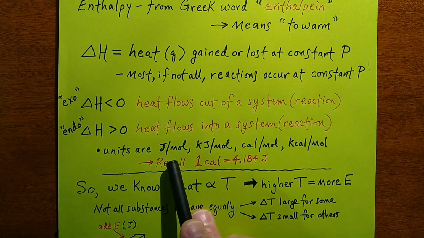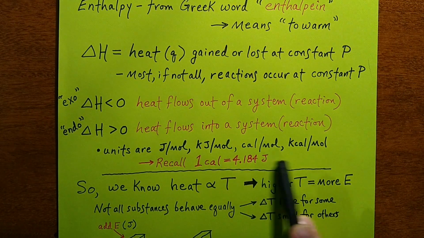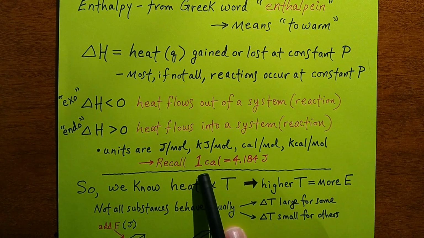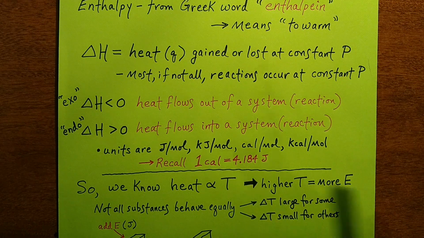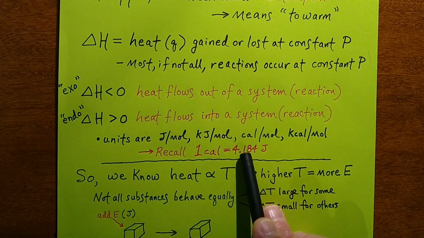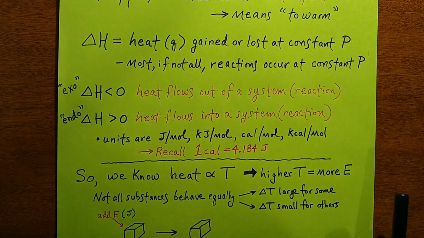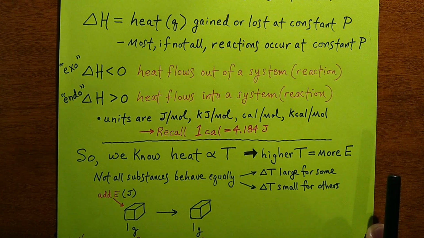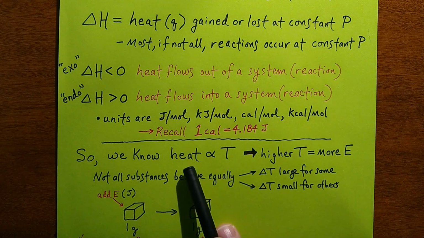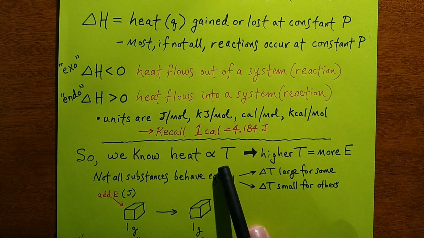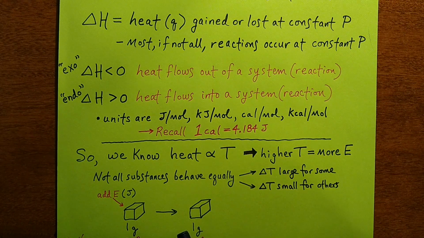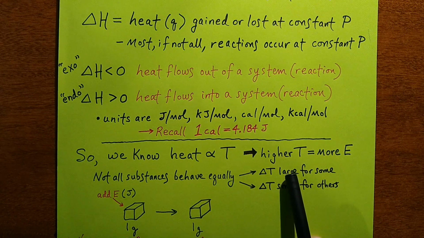The units we use are joules per mole, kilojoules per mole, calories per mole, kcal per mole. The one we're going to use is joules per mole. Recall that 1 calorie is 4.184 joules. We use calories in this country, joules in Europe, on the labels of food. What we do know is that when you add heat to something, you cause its temperature to change. The more heat you add to something, the more its temperature changes. That seems pretty obvious, but that will help us understand what specific heat is.